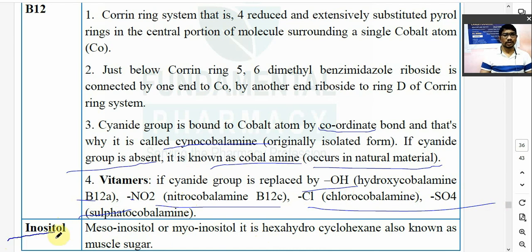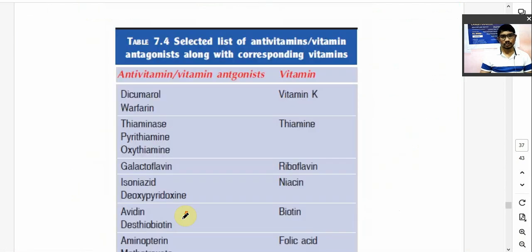दूसरा कंपाउंड होता है जैसे अपने देखा लिपोइक एसिड, उसी तरीके से कंपाउंड होता है इनोसिटॉल. सो ओके, mesoinositol or myoinositol is a hexahydroxycyclohexane, also known as a muscle sugar. तो इनोसिटॉल को बोलते हैं मायोइनोसिटॉल और मसल शुगर. ये भी इंपॉर्टेंट है, उसके रोल अपन बाद में देखेंगे.